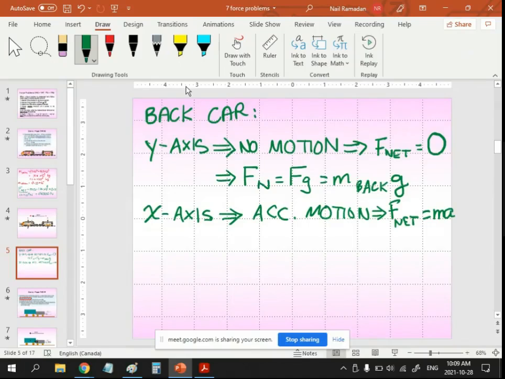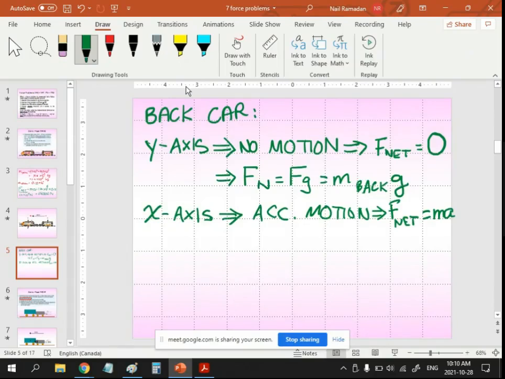What's the only force horizontally? Everyone, now we listen up. Pencils down. Eyes on me. Focus. Now we need to relate the equation to the FBD. What's the only horizontal force in the FBD on the back car? Are there any other forces going against or with it?